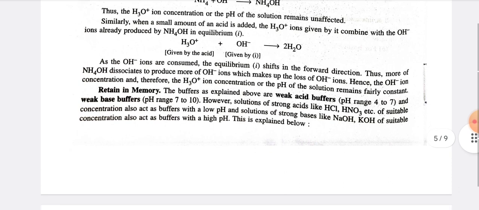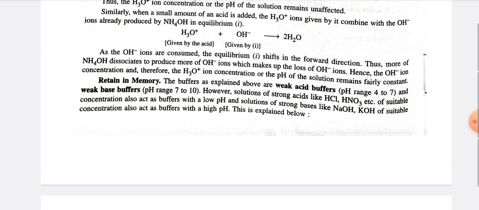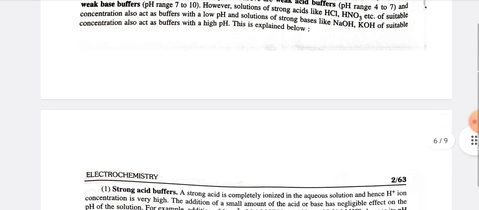Retain in memory that the buffers explained above are weak acid buffers, pH range 4 to 7, and weak base buffers, pH range 7 to 10. However, a solution of a strong acid like HCl, HNO3 of suitable concentration also acts as a buffer with a low pH, and a solution of a strong base like NaOH, KOH of suitable concentration also acts as a buffer with a high pH.